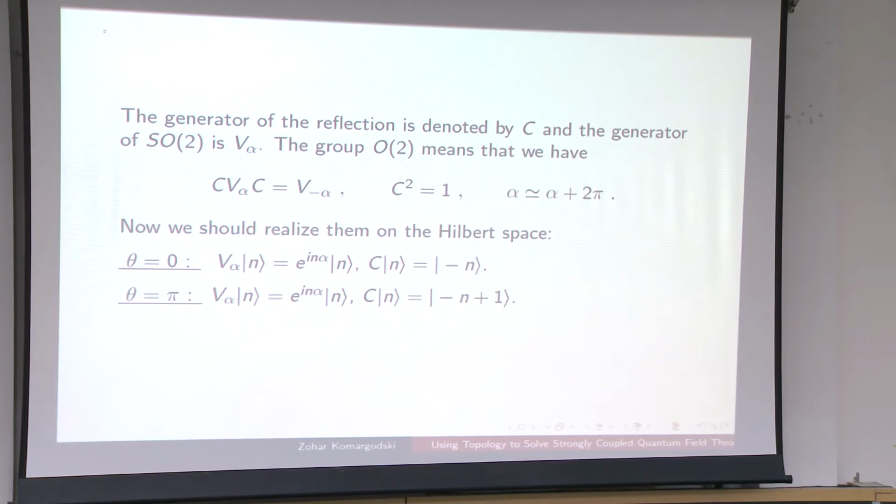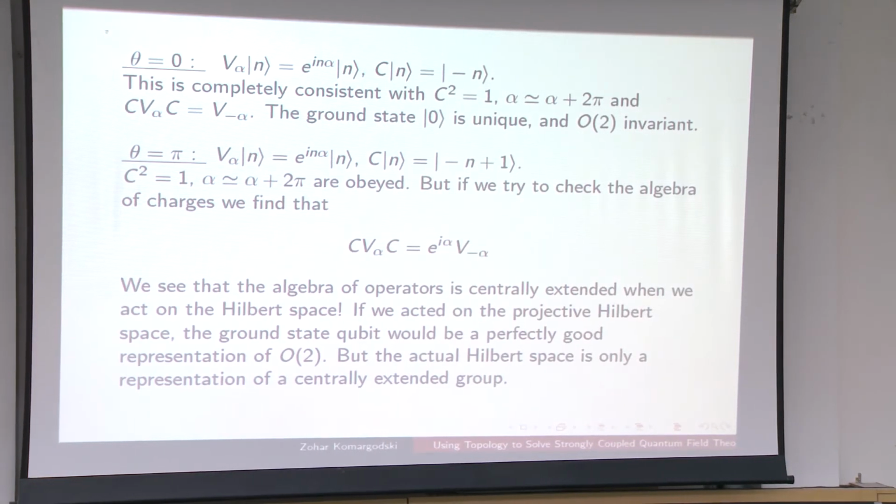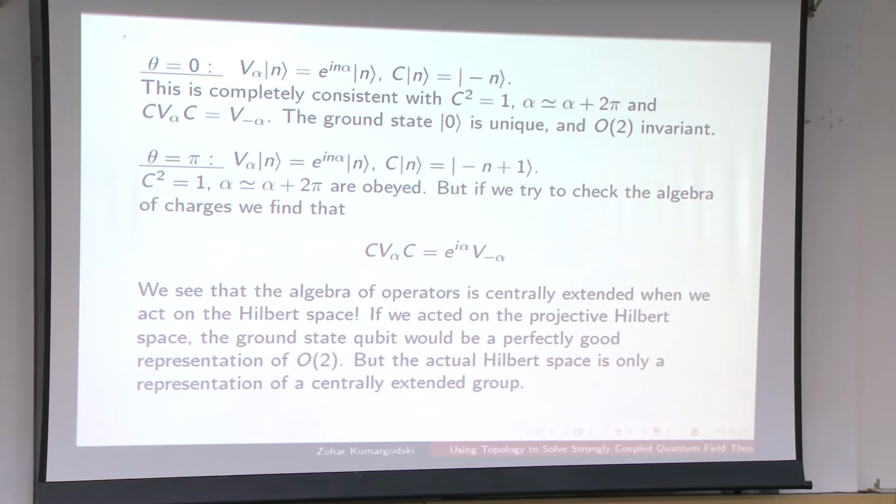It's just a rotation of the wave function, of the coordinate q in the wave function. So this is where the interesting physics would come from, this modification of the action on the Hilbert space. So let's do a sanity check and see if the group law is obeyed, because this is supposed to furnish the group O2. So at theta equals 0, we have to check whether this algebra, C V alpha C equals V minus alpha, is obeyed, whether this group relation is obeyed.